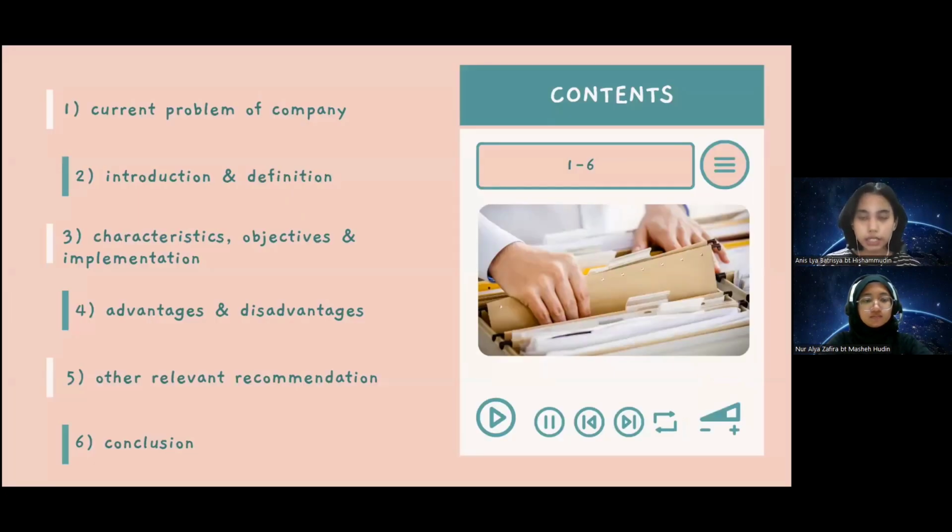These are the contents that we will discuss during this presentation. The first one is the current problem of the company, which is Prabut Nusajaya Sdn Bhd, the introduction and definition of cost reduction program, characteristics, objectives, and implementation of the methods, advantages and disadvantages that come with the methods, other relevant recommendations as well as the conclusion. We're going to start off with the current problem. Alia, you can proceed.